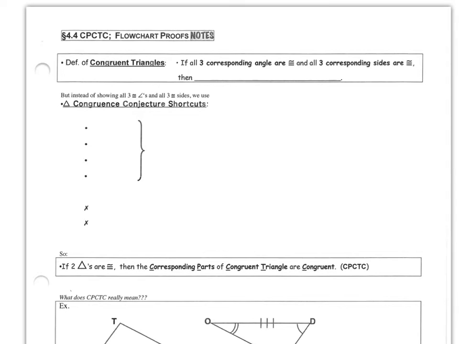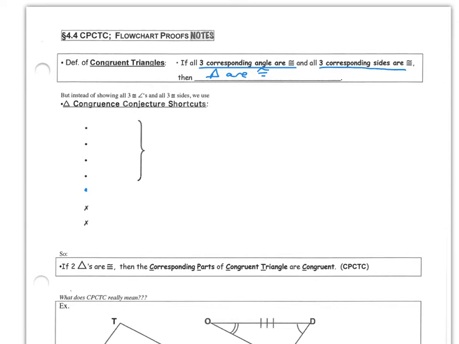All right, as we start lesson 4 about CPCTC, let's just start with a quick little review of the things that we've learned. The very first thing that we learned was that the definition of congruent triangles means that all three corresponding angles are congruent and all three corresponding sides are congruent, and therefore that makes the triangles congruent.